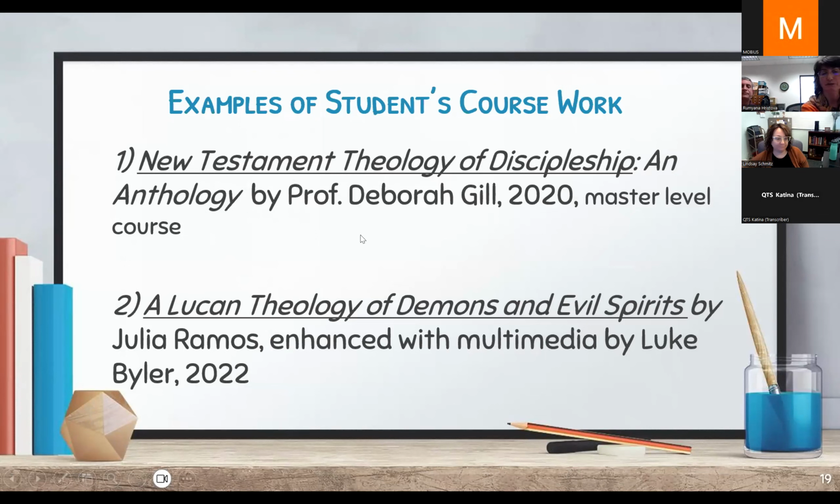The first textbook that we had published on Open Education Resources Commons was a textbook called New Testament Theology of Discipleship and Ontology. That was published by Professor Deborah Gill just before she retired. The case with her was that she had this textbook published as an ebook because it's a master level course, so she had those essays by her students, which she thought were really good quality and they deserve to be published. So a few years ago, she published it as a text ebook.